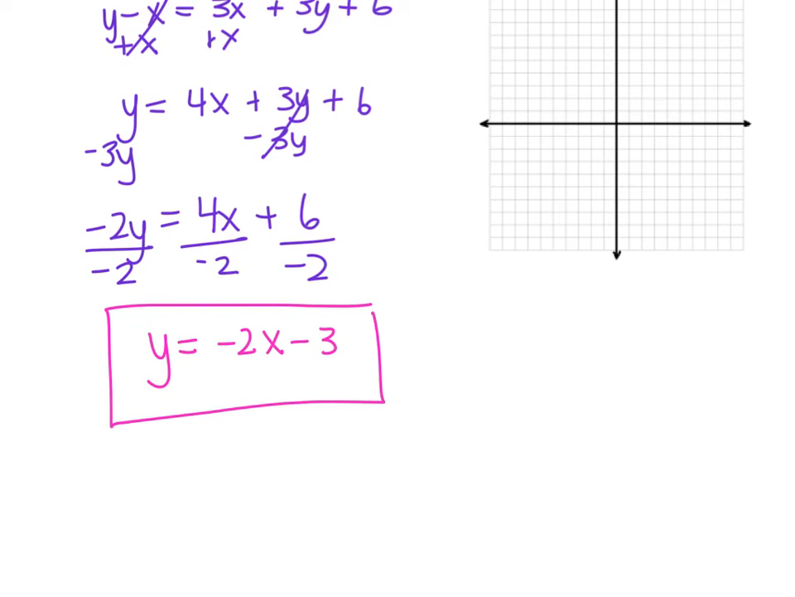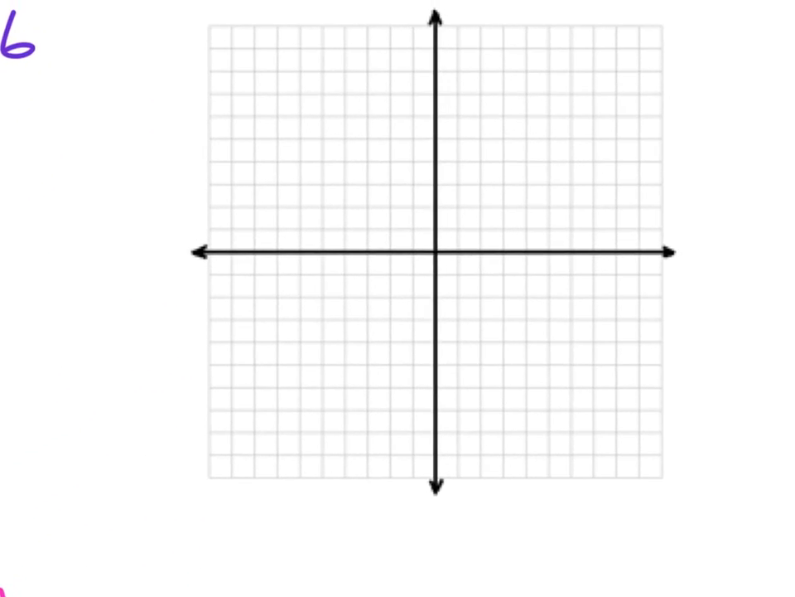Alright, so hopefully that looks familiar. Our slope is negative 2 and our y-intercept is negative 3. So when we graph this, we start with that y-intercept at negative 3. So just go down 3 on the y-axis and plot your first point.